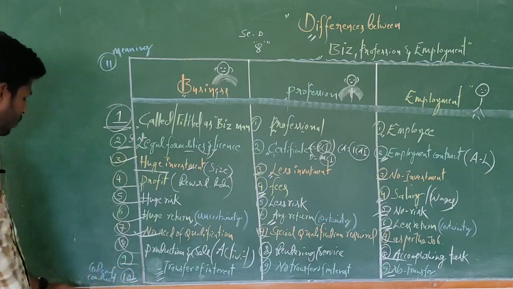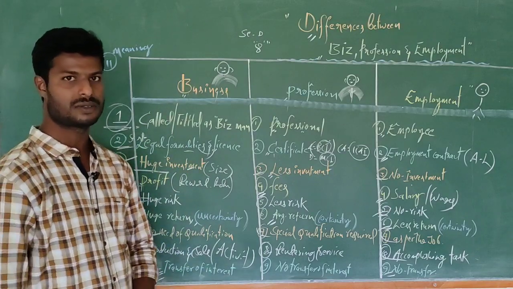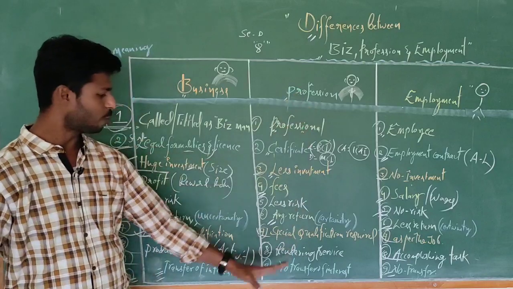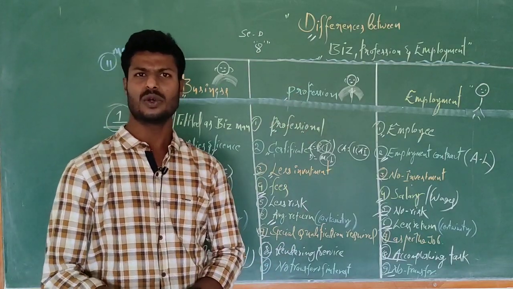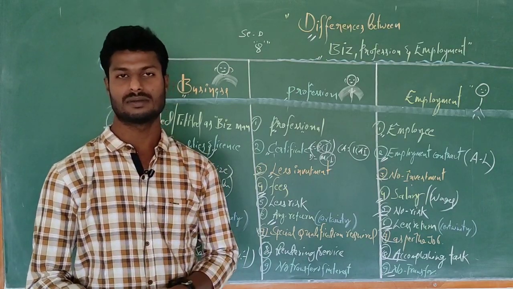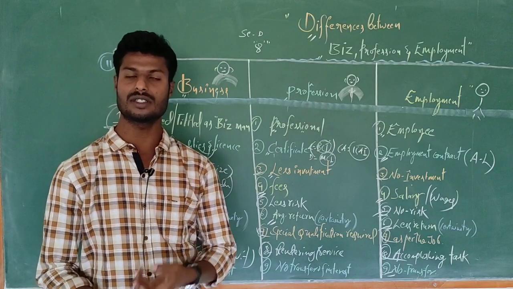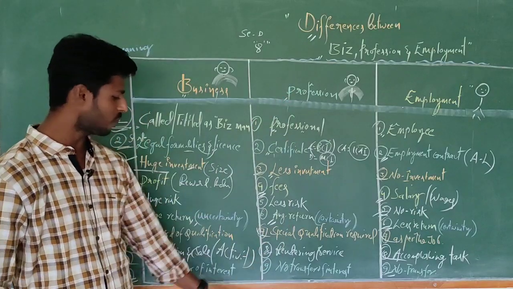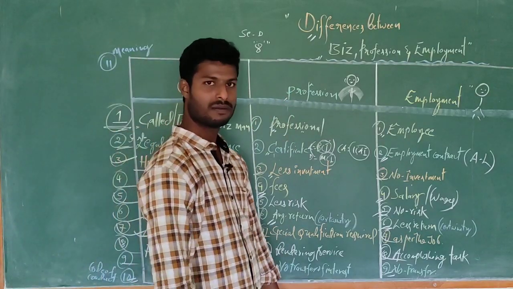Next one is the tenth one, code of conduct. A businessman doesn't require any code of conduct. In a profession, professionals require a code of conduct. Code of conduct means certain principles and policies. To render the service, certain principles and policies are very important. So professionals require a code of conduct, while a businessman doesn't.